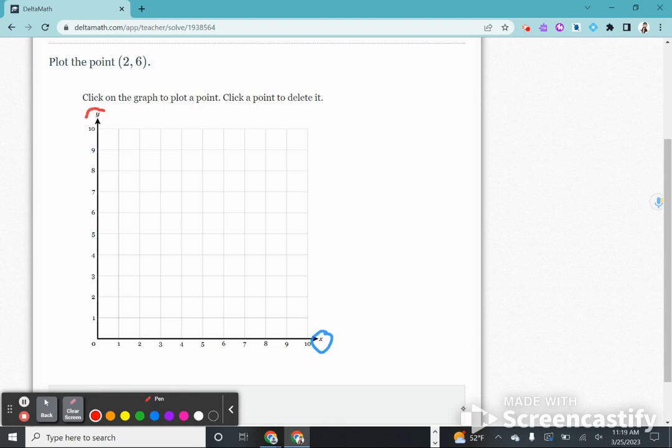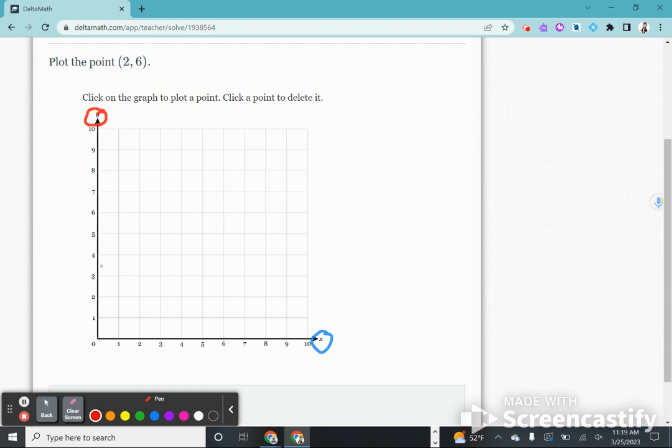The y-axis is the line that goes up and down. Right now, it just goes from 0 to 10, but we'll talk about how that changes later on. So again, the y tells you the distance up. It's also measured in units here, right? 0 to 1, 1 to 2, 2 to 3, and so on.